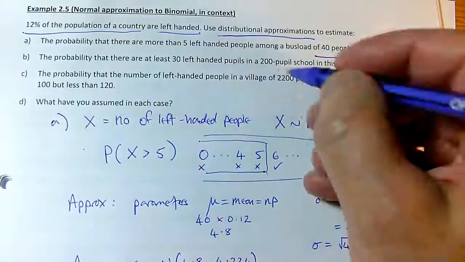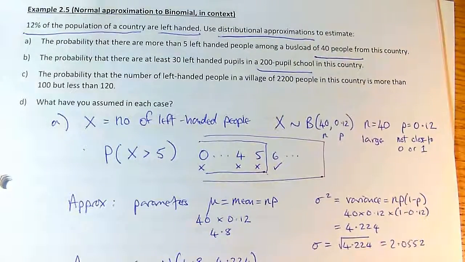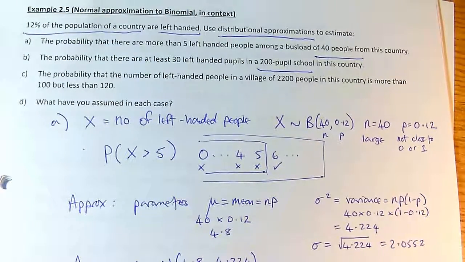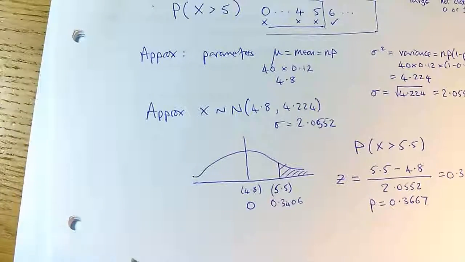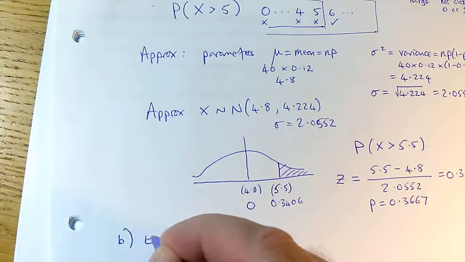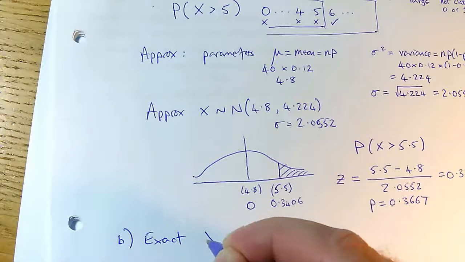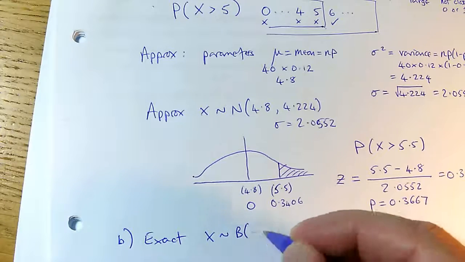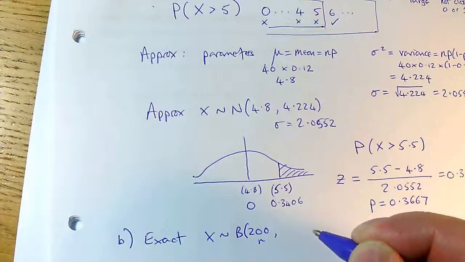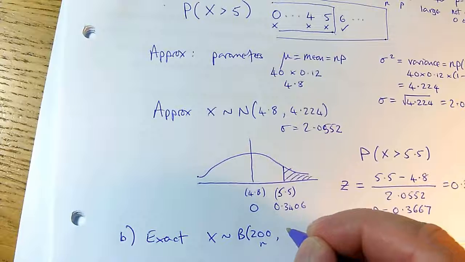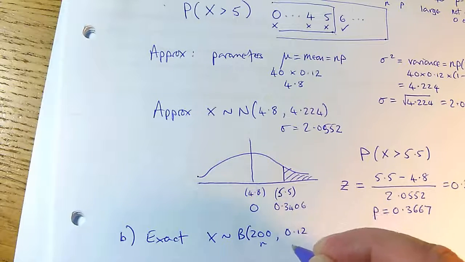So in B, I've now got a 200 pupil school. So I'm now counting left-handers in 200 people. So n has become 200. Okay. So in part B, my exact distribution, the original distribution, is x twiddles a binomial. N is now 200. So that's my n. P is still the probability of being left-handed. We're still in the same country. So this is still 0.12.